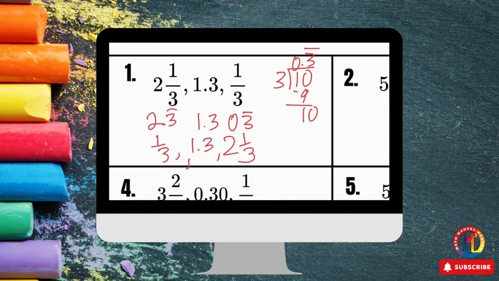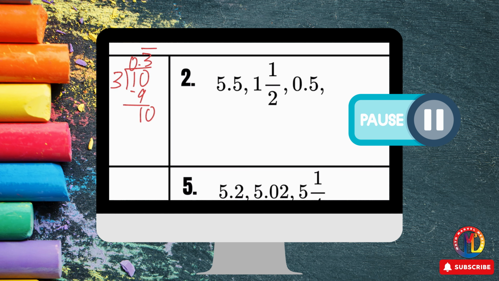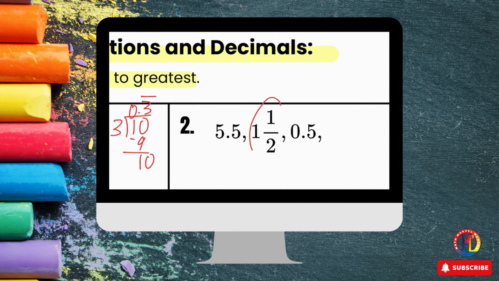Great. Let's go ahead and pause and try number 2: 5 1/2, 1 1/2, and 5/10. Let's check our answer here. Again, I'm going to convert this fraction into a decimal, and this problem's a little easier because I already have 5 5/10 and 5/10 in decimal form.